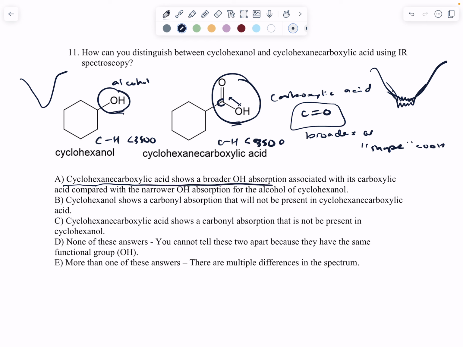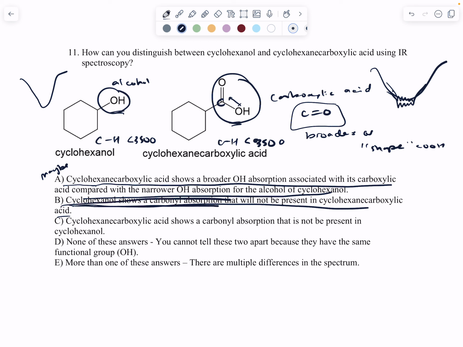The carboxylic acid shows a broader alcohol absorption compared to the narrower OH, so I'm going to put maybe. That could be an option. Cyclohexanol shows a carbonyl. Cyclohexanol doesn't have a carbonyl in it, so we can eliminate that. Carboxylic acid shows a carbonyl that is not present in cyclohexanol. That's a good choice. Both of those are good options. D is definitely wrong. You can tell them apart because of the carbonyl.